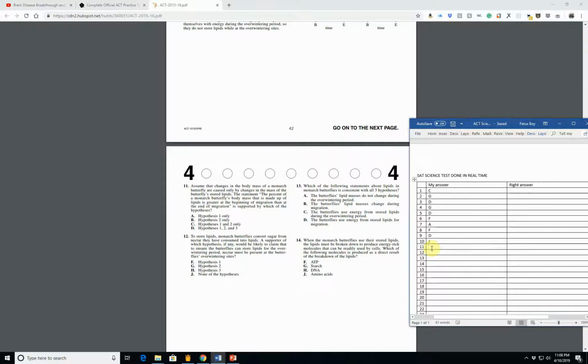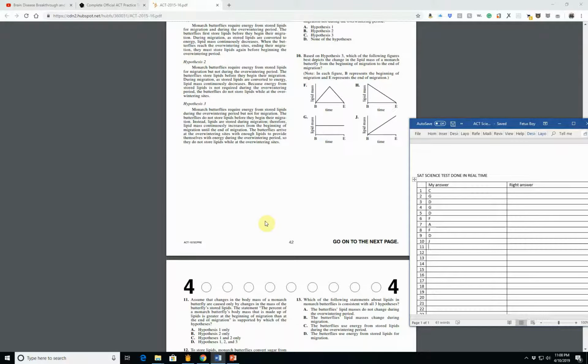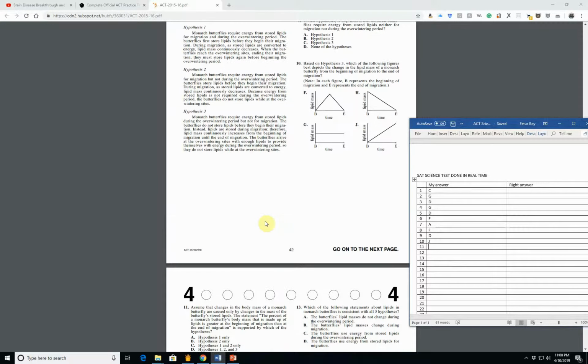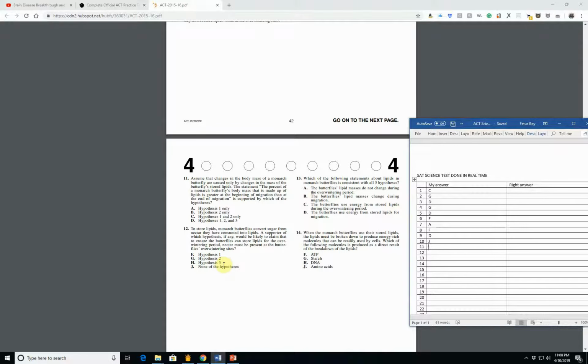Assume that changes in the body mass of a monarch butterfly are caused only by changes in the mass of the butterfly's stored lipids. The percentage of a monarch body mass that is made up of lipids is greater at the beginning of migration, at the end of... Okay, so that would be 1 and 2. So you need it for migration. Yeah, okay, so 1 and 2. So that would be C.